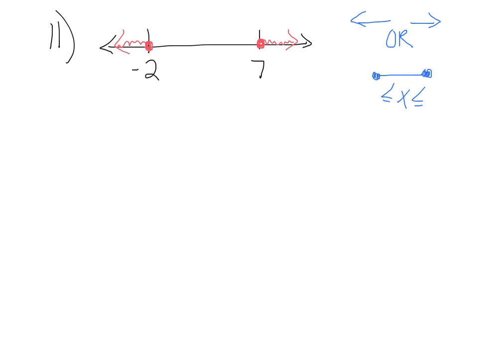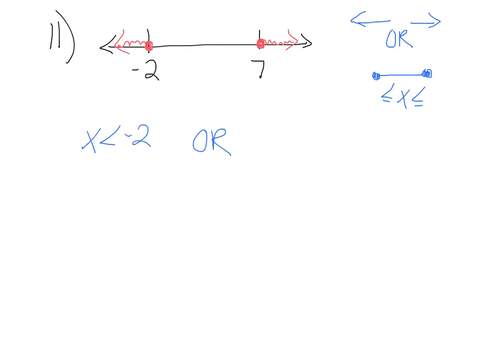Okay, so this one on number 11 looks like they're going opposite ways. So this is going to be a big or scenario. Okay, so let's start with the left one. We want all the x's that are smaller, because it's going left, we want all the x's that are smaller than negative 2. So that's what I write. X has to be smaller than negative 2.